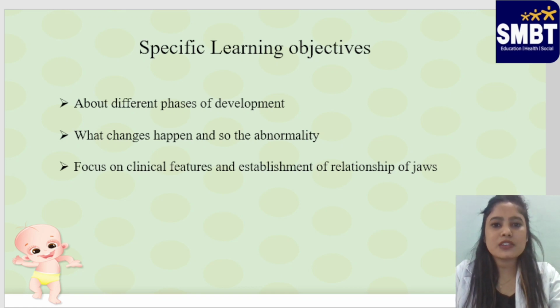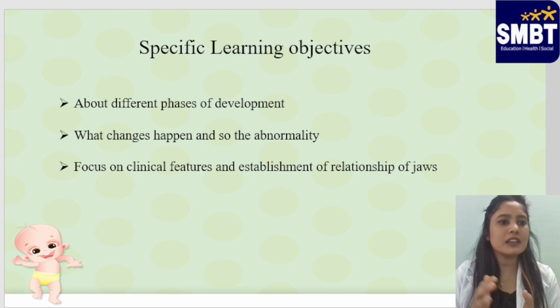By the end of this lecture, you should know all the normal changes that happen during the different phases of development of occlusion, and you should focus on the clinical features you see from infancy till the permanent dentition. Also, how does the relationship between the two jaws establish from infancy till the permanent dentition?